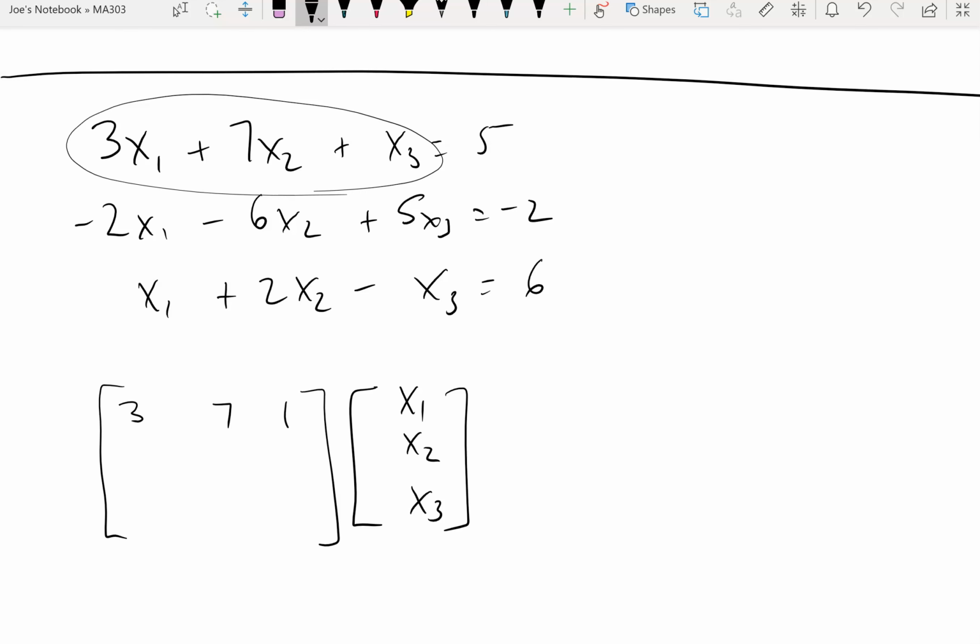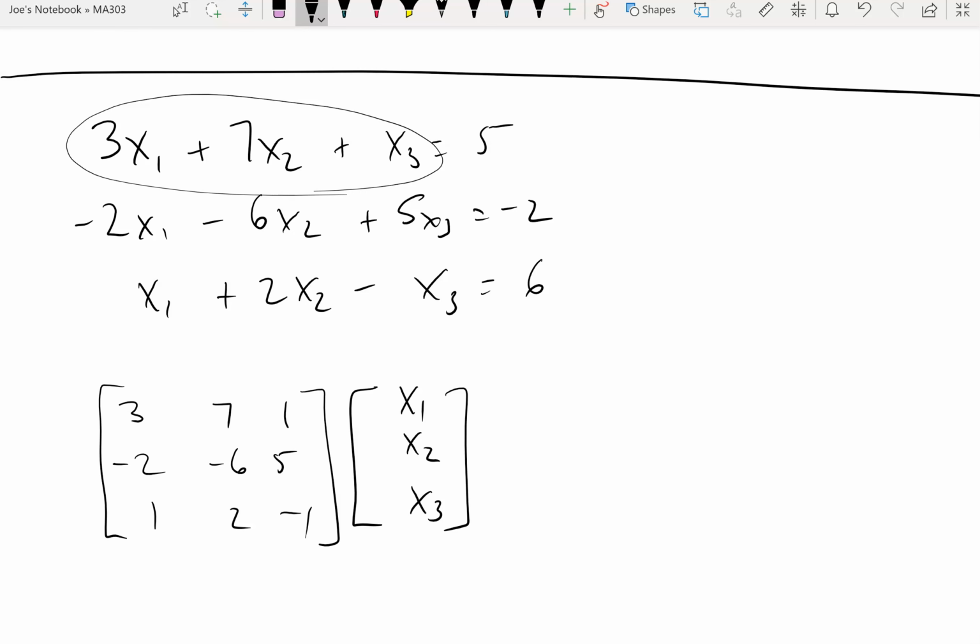What would we have for the second row? -2, -6, 5. Good. And notice again, if we do the matrix multiplication, it matches up exactly like we want it. What would the last row be? 1, 2, -1. Good. All right, so what we've done here is taking the coefficients and made this matrix on the left-hand side, and made our variables that we're trying to solve into what we refer to as a column matrix or a column vector.